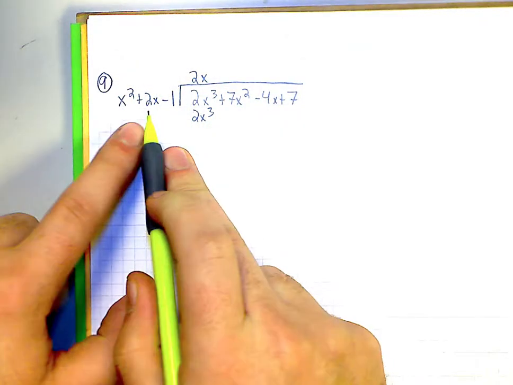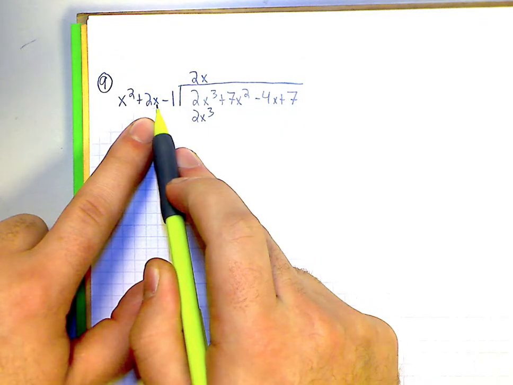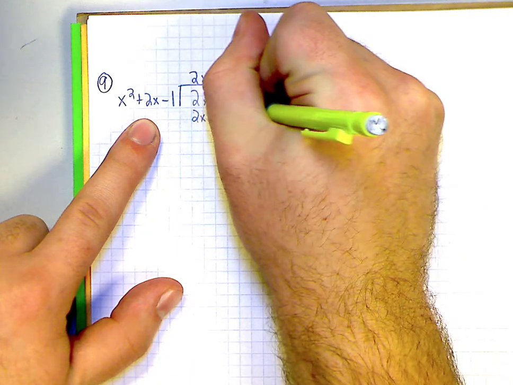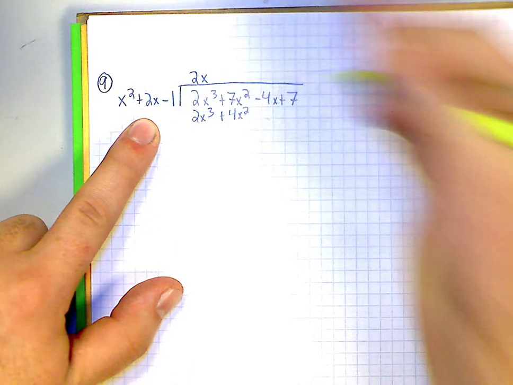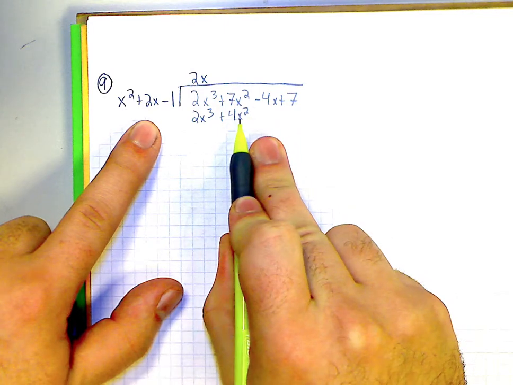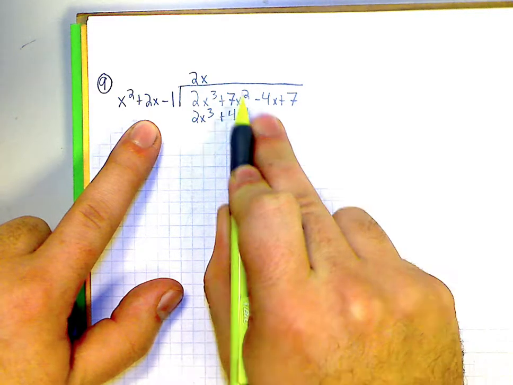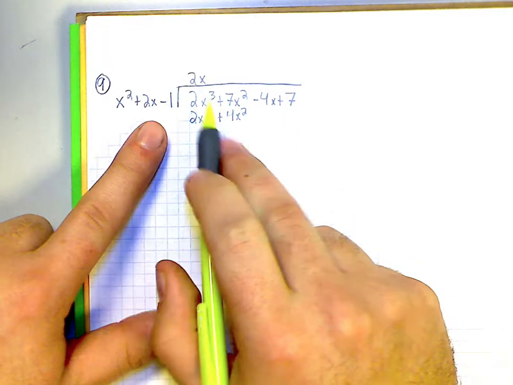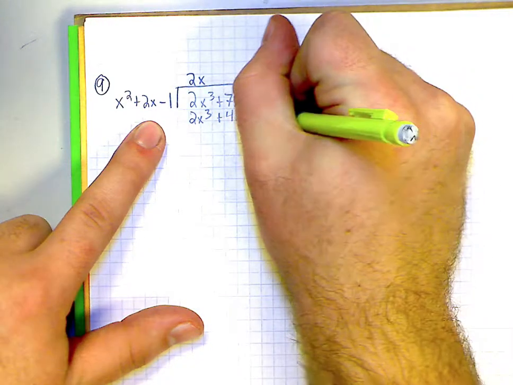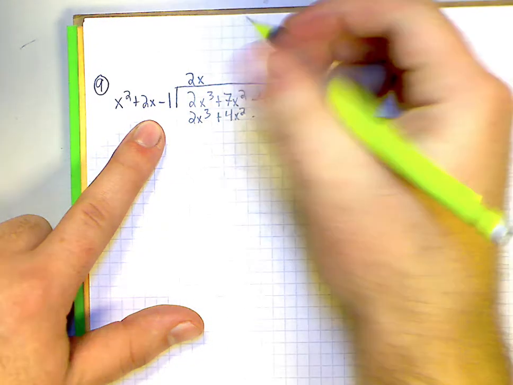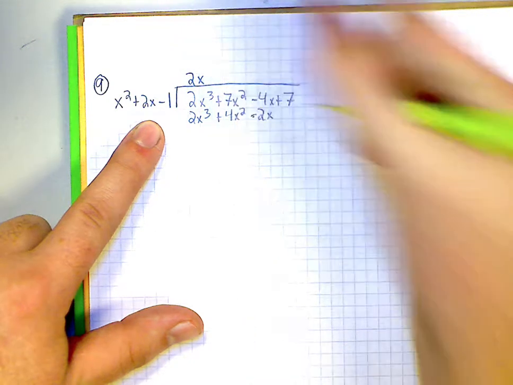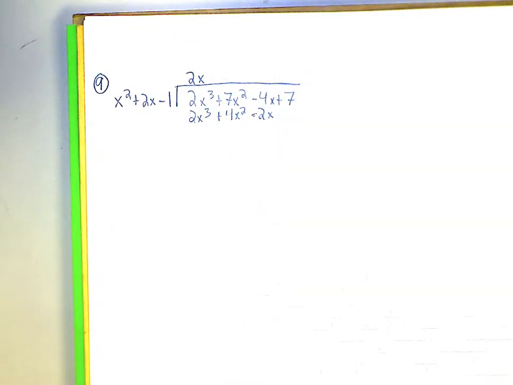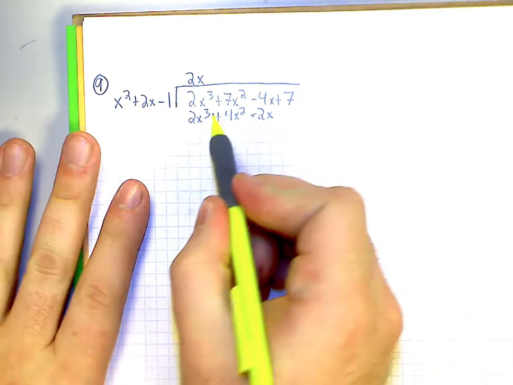Now again, I need to multiply all the way through. So I have 2x times 2x gives me positive 4x squared. And I'm going to line that up right with the term with the same degree, so the x squared here. Then I have a 2x times a negative 1, which gives me a negative 2x. Okay. The 7 is just kind of floating at the end for right now. We'll end up bringing that down after this next one.